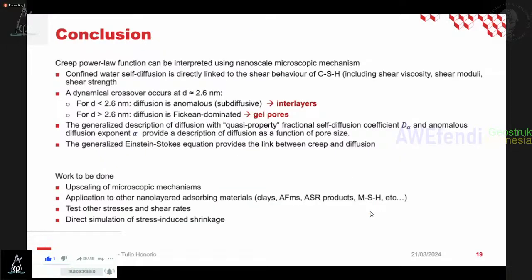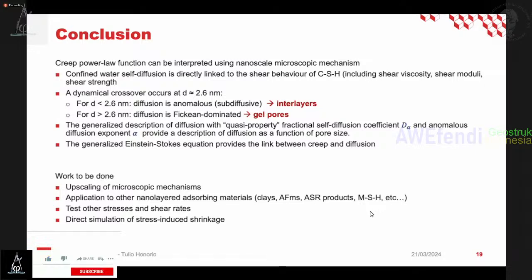Okay, and that's the conclusion. So the idea here was to show that by looking at the microscopic mechanisms and assessing them quantitatively, we can get some nice hints about the origin of the kinetics of creep in cement-based materials. And what is very, very nice here is that we observe anomalous diffusion in CSH, and the very thing that quantifies this anomaly is exactly the power law exponent that appears in the power law description of creep.